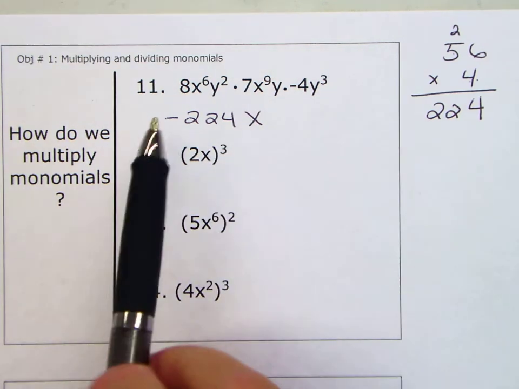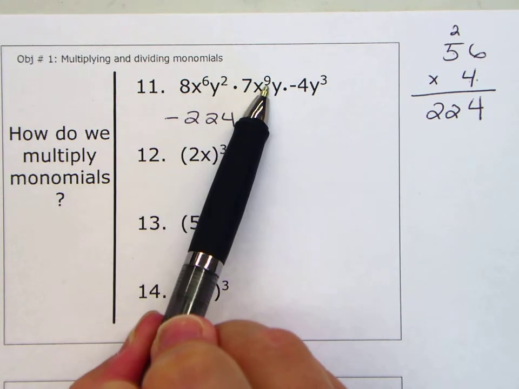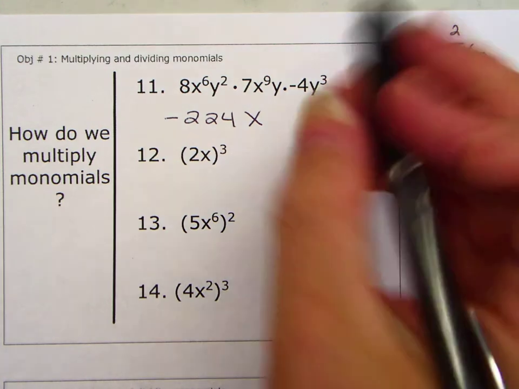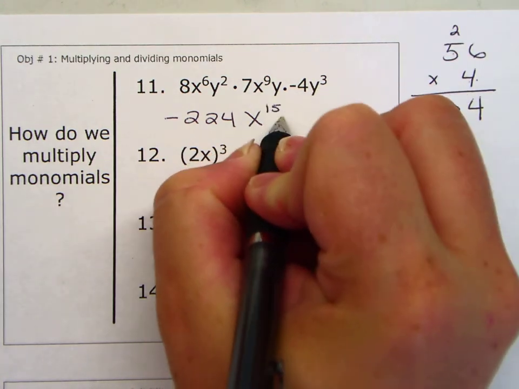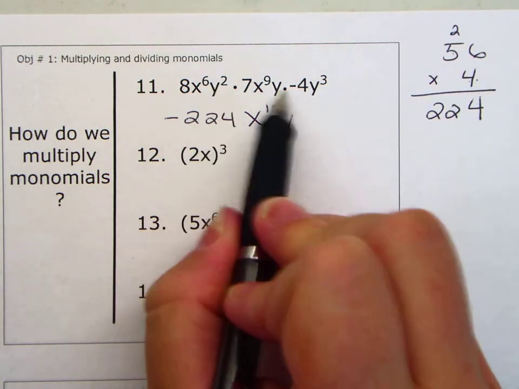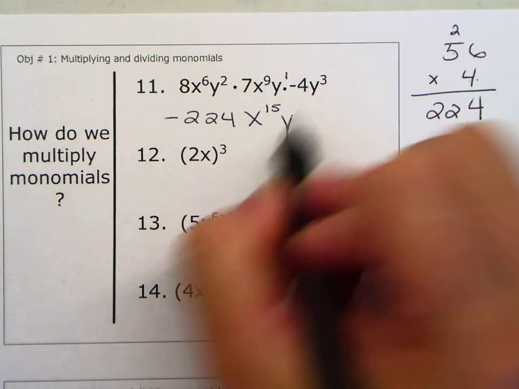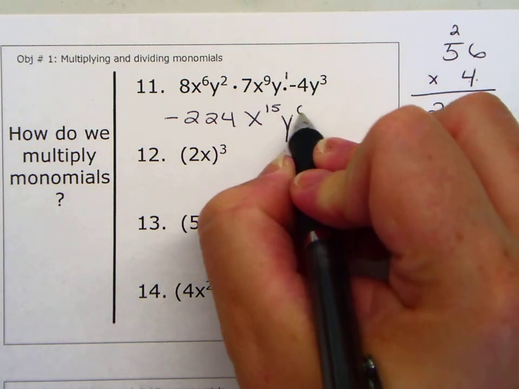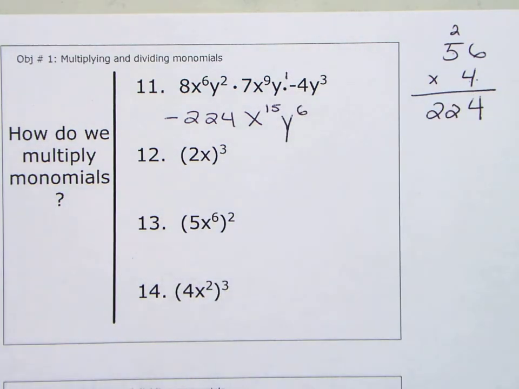X, let's see how many x's we have. 6 and 9 and none. So 6 and 9 is 15. Y, 2, and this is a 1. That's 3 plus 3 is 6. Okay, so that's the answer to number 11.